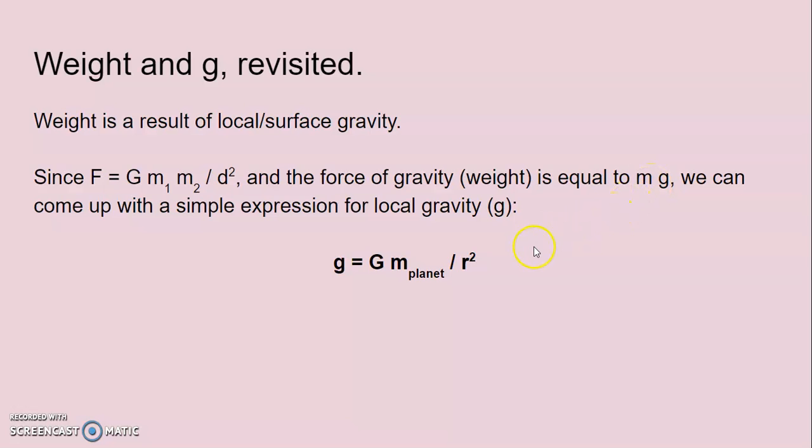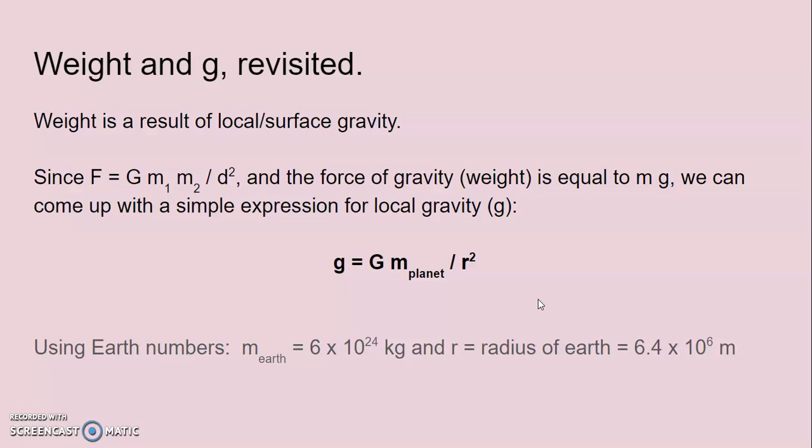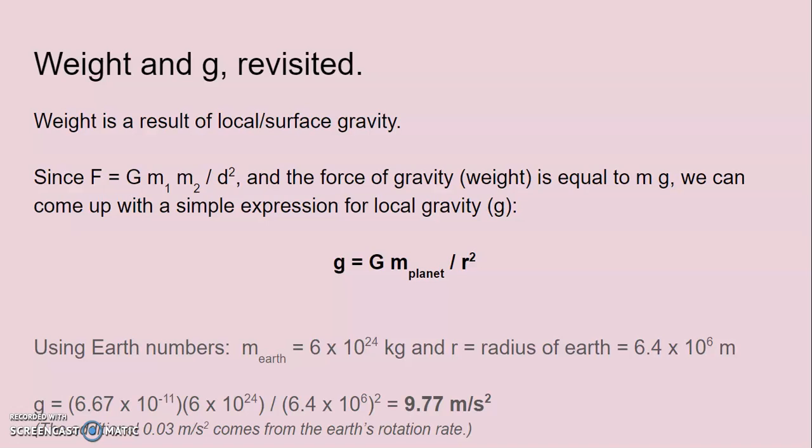And we find a wonderful thing: the local gravity on a planet only depends on the mass of the planet and the radius of the planet. It's given by this expression, big G, this constant of proportionality, times the mass of your planet divided by the radius of the planet squared. If we did that for Earth, the mass of the Earth is around 6 times 10 to the 24 kilograms. Radius is 6.4 times 10 to the 6 meters. Plugging the numbers in, we end up with 9.77 meters per second squared. That additional 0.03 meters per second squared comes from the Earth's rotation.